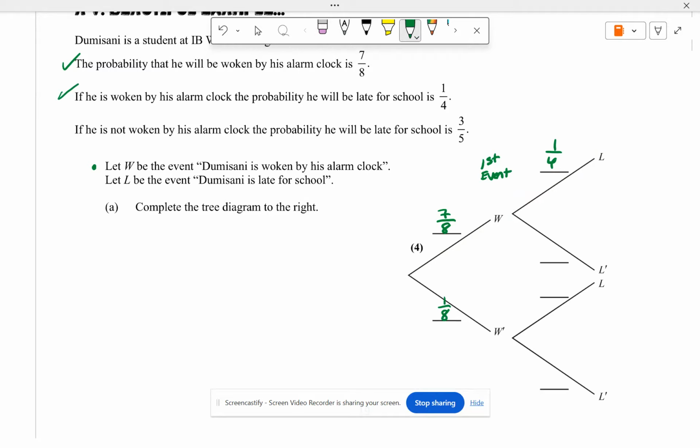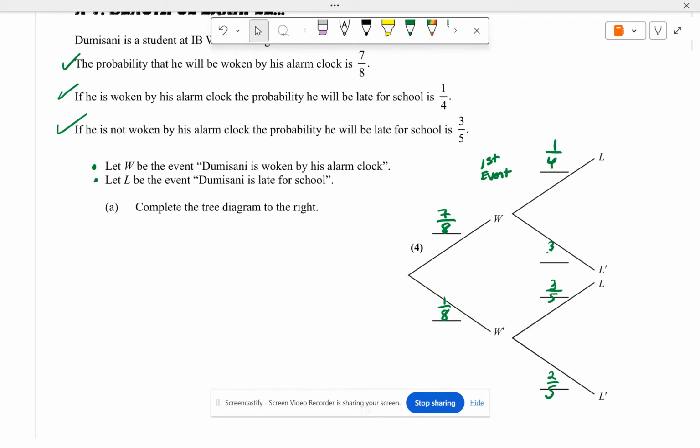Now, if he is not woken up by his alarm clock, which branch are we tracing across? Not woken up, right? He will be late for school. So now we're filling in that probability here, right? It's saying if this happened first, now this is the probability that he will be late for school, which is 3/5. Okay, so let's fill out or complete the tree diagram to the right. So this guy's going to be 2/5 and this guy's going to be 3/4.